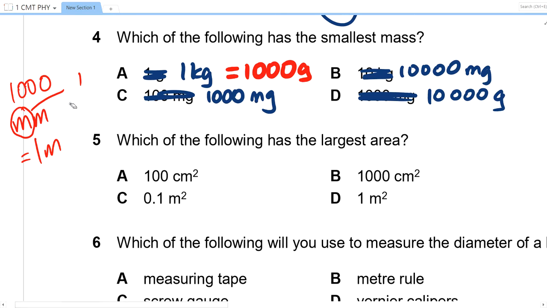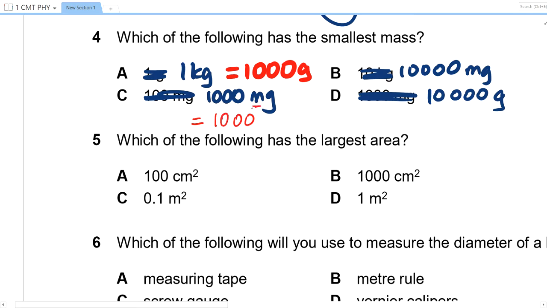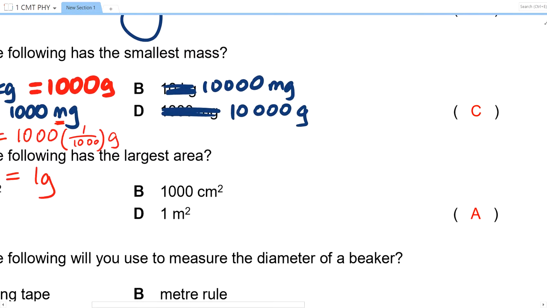Okay? Yeah, so now let us work it out. This is actually equal to 1000. Then this milli over here, like I said, is the same as 1 over 1000. And then the gram, I bring it down. You see how I'm doing it? I'm converting the little m, the milli, into a fraction. And the fraction is 1 over 1000. So what is the answer? 1 gram.